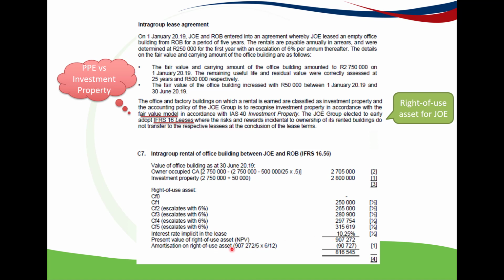then it's amortized over the lease term of 5 years, but it's already been used or leased for 6 months. And then we have what is the right of use asset at year end. So here we can see the value of the office building, if it's investment property, is the 2.8 million. If it's owner occupied, it's depreciated, and the value at year end is 2.7 million.